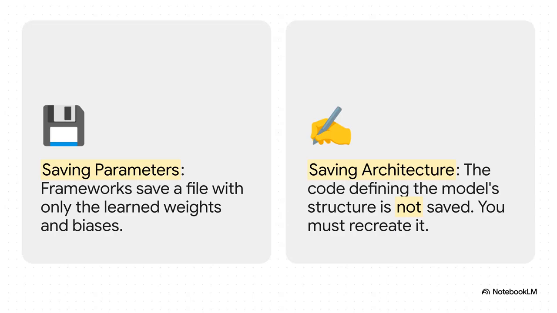Now, this is a really common point of confusion, so listen up. When you save a model, you are almost always just saving the parameters, the learned weights and biases. You are not saving the Python code, the actual architecture. To bring a model back to life, you have to first rebuild that architecture in your code, creating an empty shell, and then you load your saved parameter values into it.